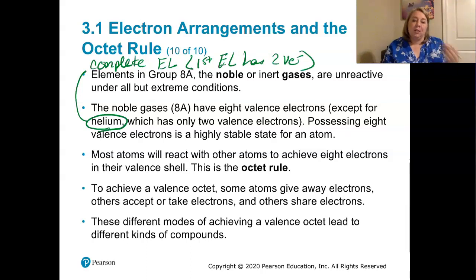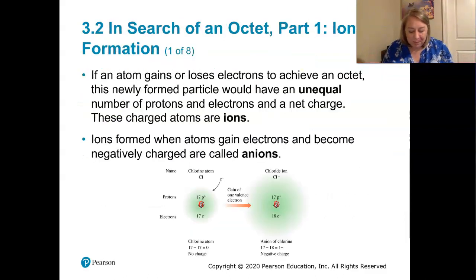Most atoms are going to react in order to get that octet. They don't have it yet and they want it. So how do you do that? Sometimes you're going to give away electrons, sometimes you're going to take electrons, and sometimes you're going to share electrons. If you share, you're a covalent compound. If you give and take, you're an ionic compound. How you get that octet tells you what kind of compound you're going to be.